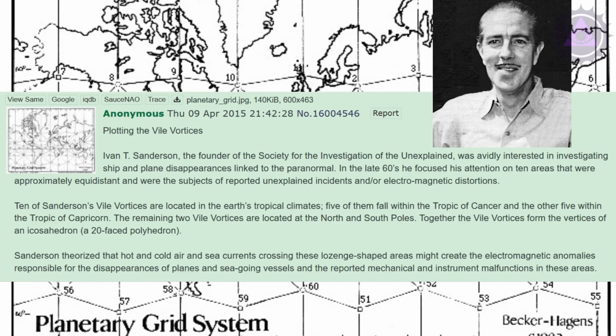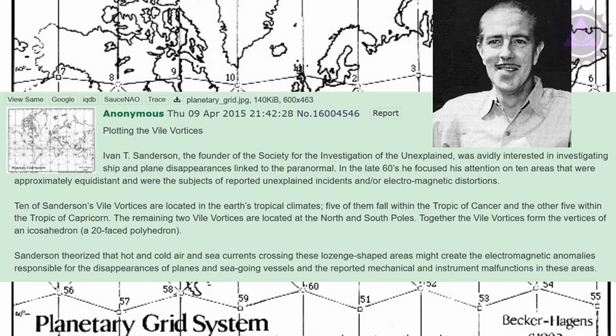Plotting the vile vortices. Ivan T. Sanderson, the founder of the Society for the Investigation of the Unexplained, was avidly interested in investigating ship and plane disappearances linked to the paranormal. In the late 60s he focused his attention on 10 areas that were approximately equidistant and were the subjects of reported unexplained incidents and/or electromagnetic distortions.